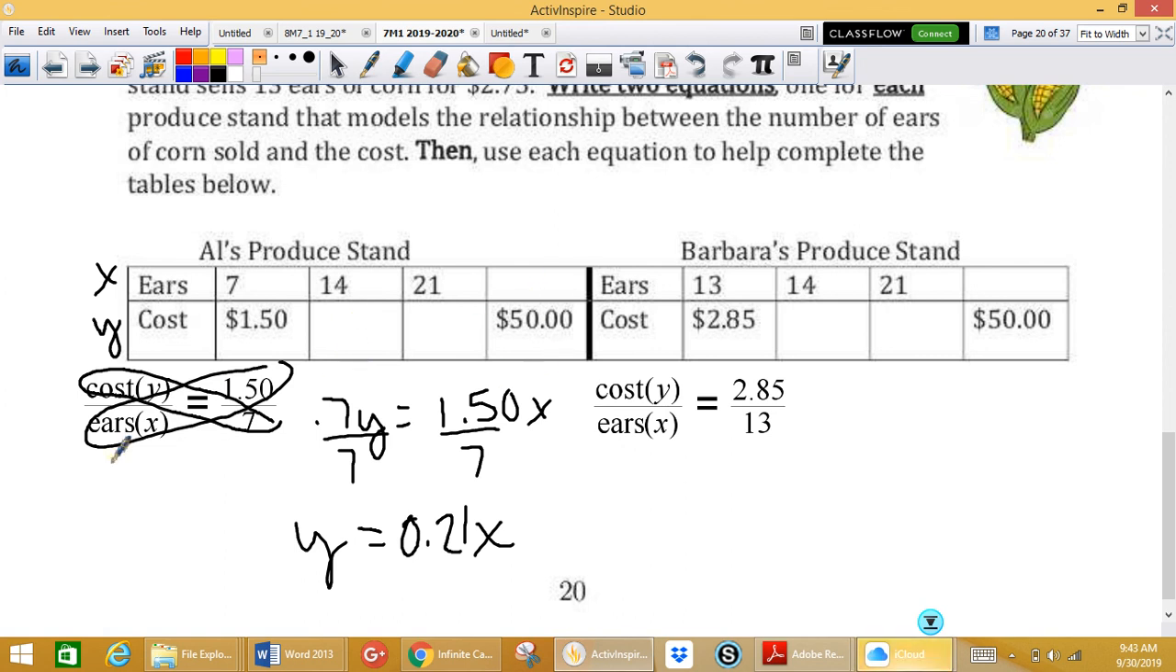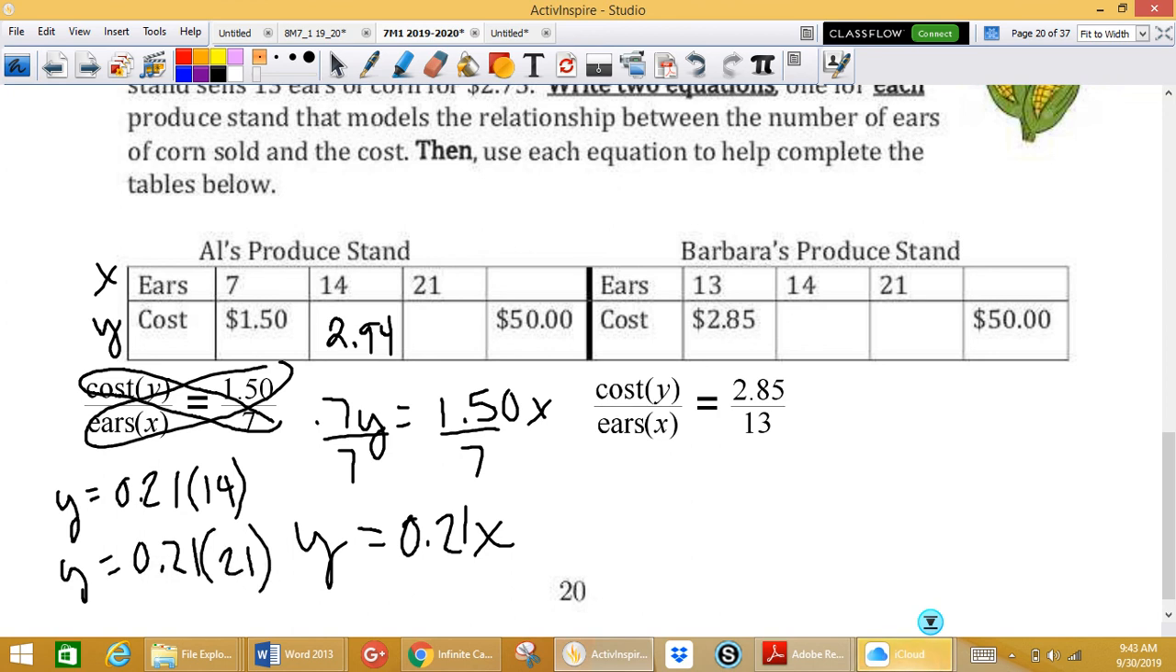So I'm going to do y equals 0.21 times 14. So 0.21 times 14 gives you 2.94. And then y equals 0.21 times 21 is $4.41. Now I need to go the other way, and I need to find how many ears of corn we can get for $50.